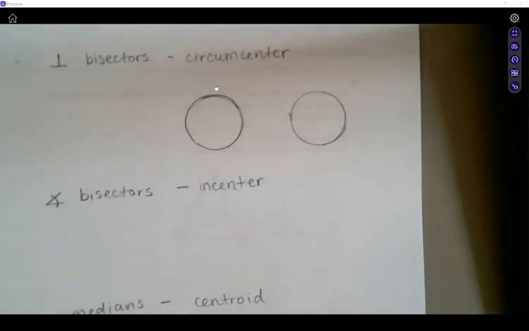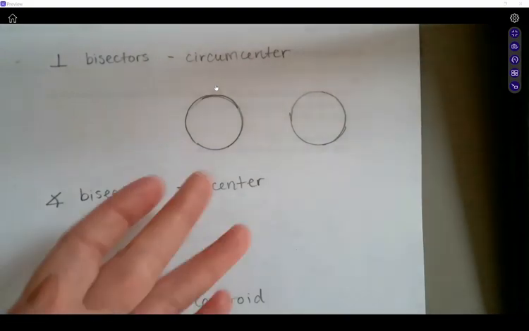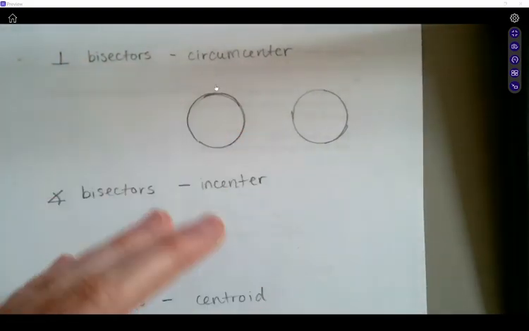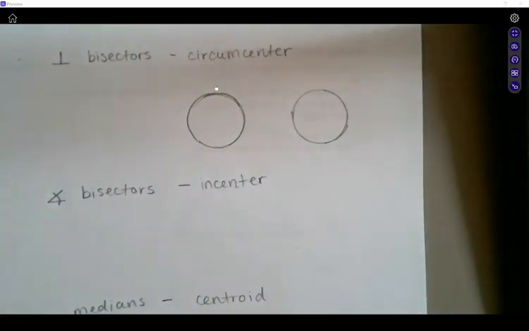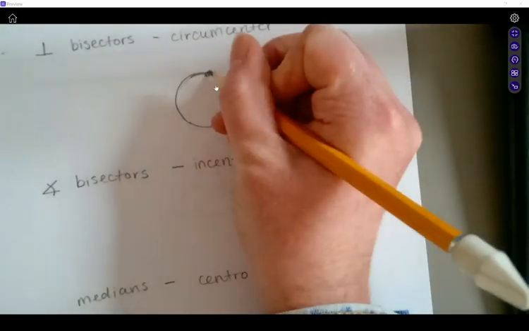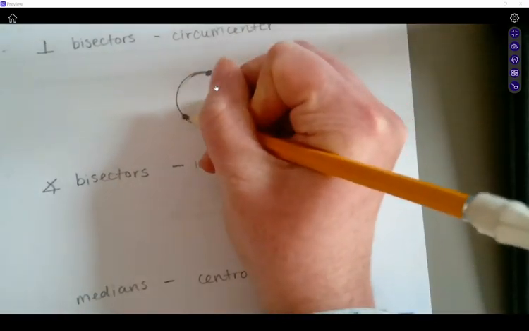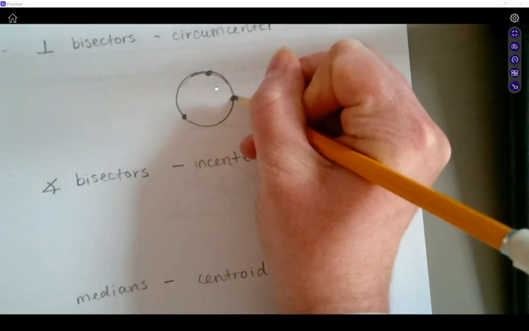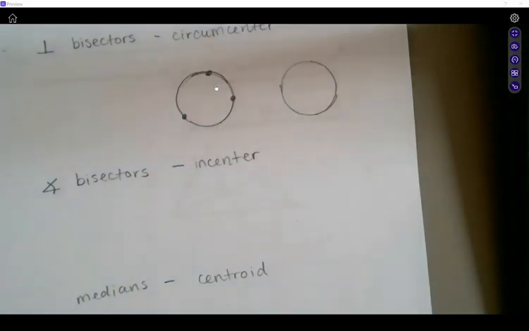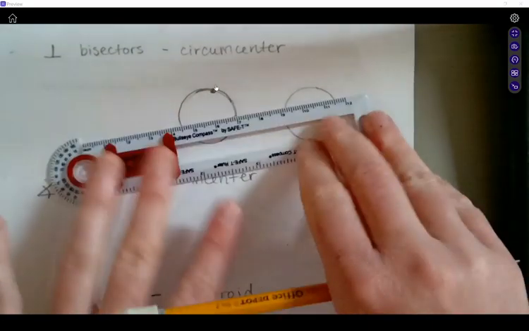Okay. What I want you to do with the first circle is plot 3 points on your circle in a way that will allow you to create a triangle. So I'm going to go ahead and just plot a point up here. I'm going to go down to the bottom left and over to the bottom right. Plot 3 points on your circle, kind of similar to how I've done here, and use a straight edge to connect those points and construct a triangle.